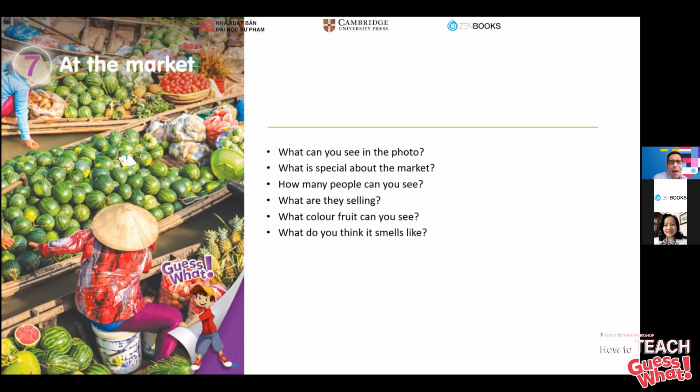What do you think it smells like? What do you think it smells like at this market? Ooh, sweet. I love that in the chat box. It smells sweet. Can somebody tell me how it smells? It smells sweet. It smells sour. Ooh, there's a very sweet smell. I had somebody in the last session say dirty because the river was dirty, but I think this market's probably sweet. Yeah. Any other words besides sweet?